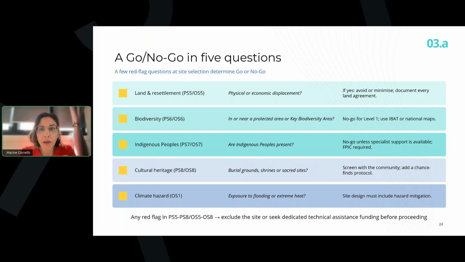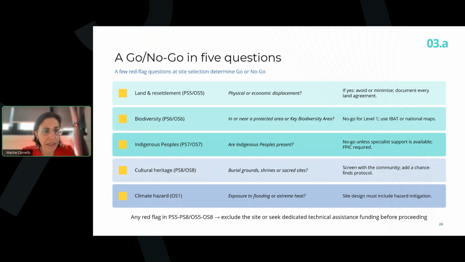On biodiversity, is it near a protected area or a key biodiversity area? It's a no-go for a level 1, but it might be, you must use other tools like ABAT or national maps. On the indigenous people and communities, so the PS7 or OS7, are indigenous people present? It's a no-go unless some specialist support is available.